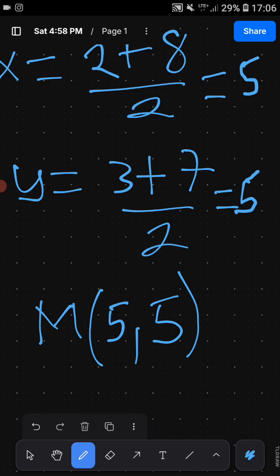Simple logic, no cramming. Now we are going to be connecting this to our next video, deriving the equation of a straight line.